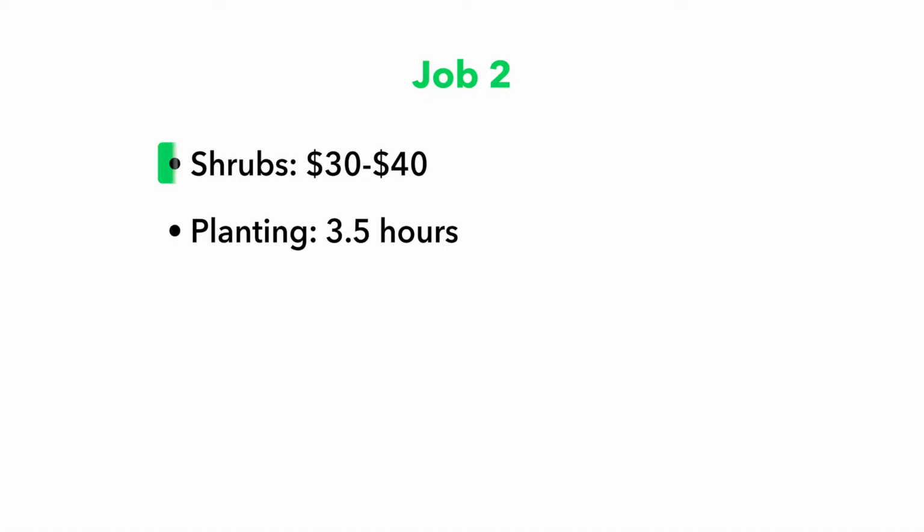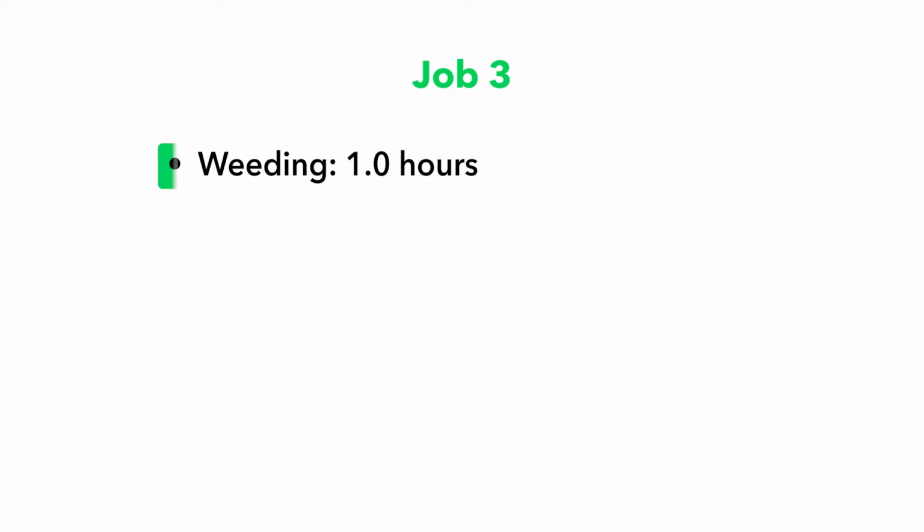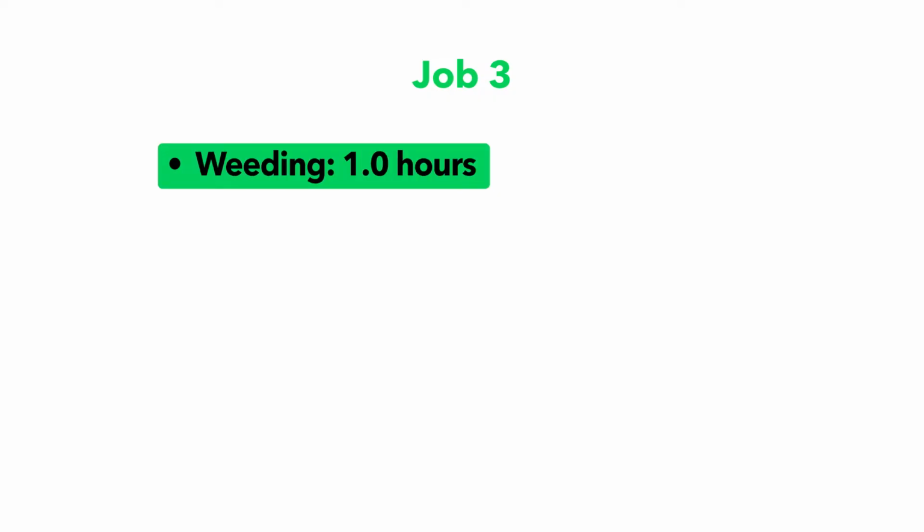At the second job, John planted shrubs. Each one cost $30 to $40, and he worked for 3.5 hours. Then he spent the last hour of his day at his last job weeding. So, how much should the landscaping company bill their clients, and how much do they need to pay John? To find the cost of each of John's jobs, we need to add together both the labor and the materials he used to complete the job.